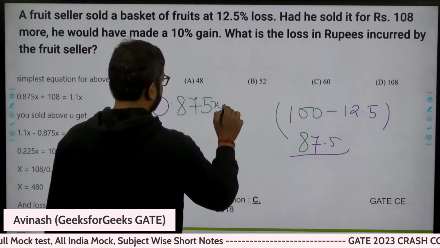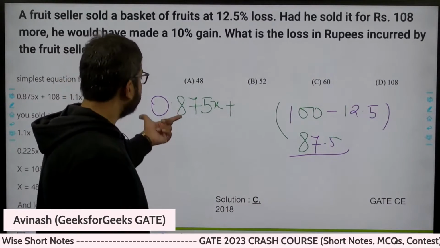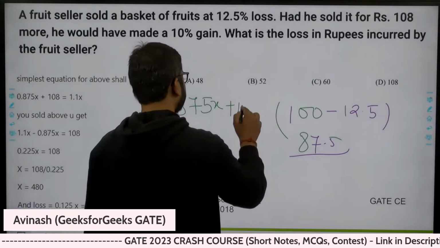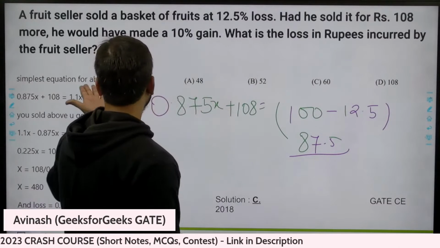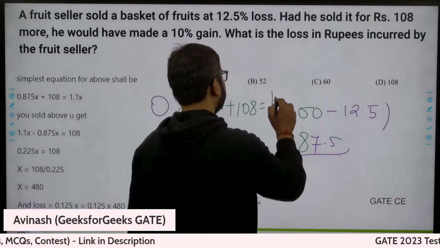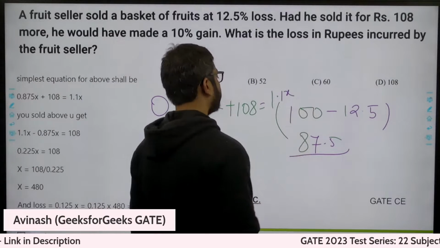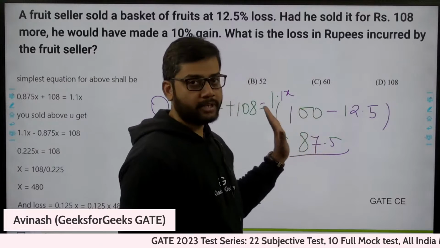I'm just assuming the initial price was x. In the loss, if I'm adding 108 rupees, this will give you what? The gain of 10%. This will give you 1.1x. Just solve this part and you will get the value of x.